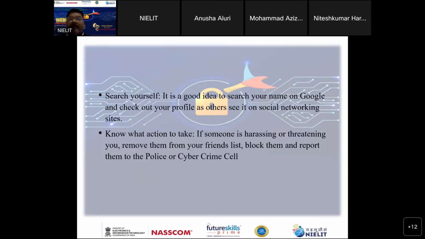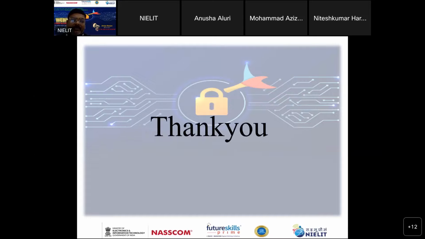Search yourself. It is a good idea to search your name on Google and check out your profile as others see it on social networking sites. Know what action to take. If someone is harassing or threatening you, remove them from your friend list, block them and report them to the police or cyber crime cell.